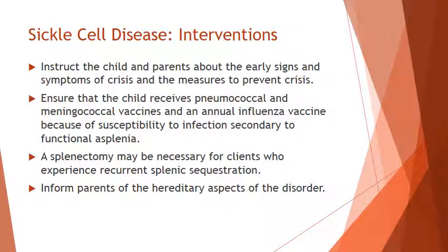Instruct the child and parents about the early signs and symptoms of crisis and the measures to prevent the crisis. Ensure that the child receives the pneumococcal and meningococcal vaccines, and the annual flu vaccine, because of susceptibility to infection, which is secondary to functional asplenia, not a healthy spleen. A splenectomy may be necessary for clients who experience recurrent splenic sequestration, and the parents must be informed of the hereditary aspects of this disorder if they do not already understand it.